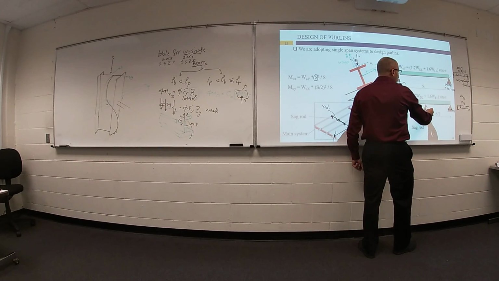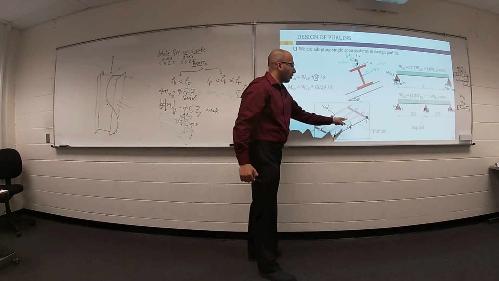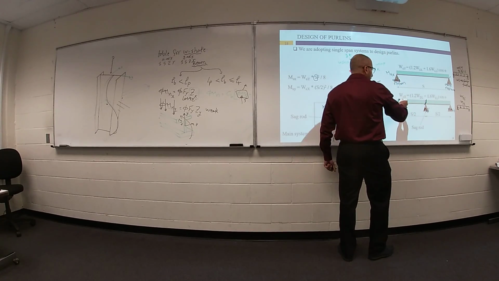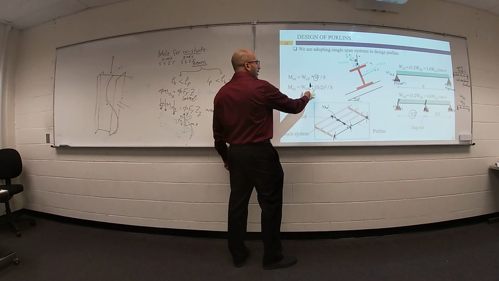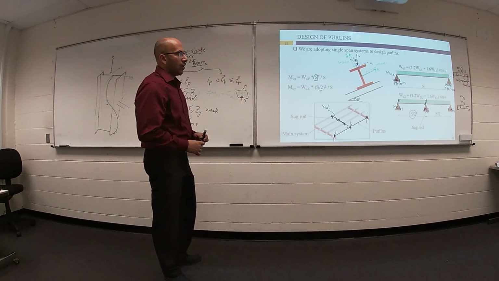In between, we have a rod, which is called a sag rod. So your beam will be from this point to this point, which is S divided by 2. So your moment will be W L squared over 8. Your L is S divided by 2. One more thing.